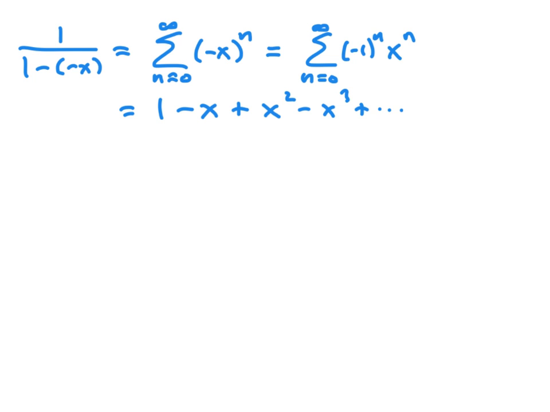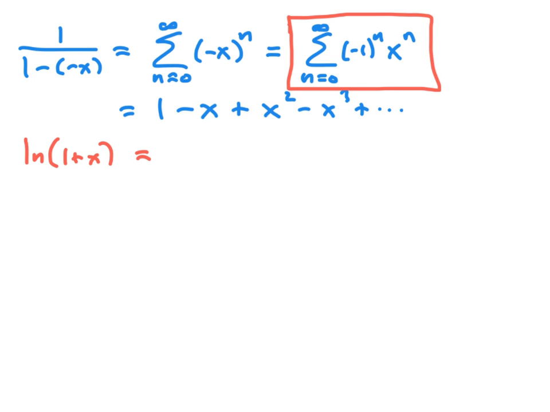Now that we have our power series representation for 1 over 1 minus negative x, we're able to find one for natural log of 1 plus x using term-by-term integration. We'll first look at the compact sigma notation for our power series representation of 1 over 1 minus negative x, which is n equals 0 to infinity of negative 1 to the n times x to the n. To antidifferentiate this, we're going to take our arbitrary constant c and then take our series from n equals 0 to infinity of the antiderivative of our term formula, negative 1 to the n times x to the n.